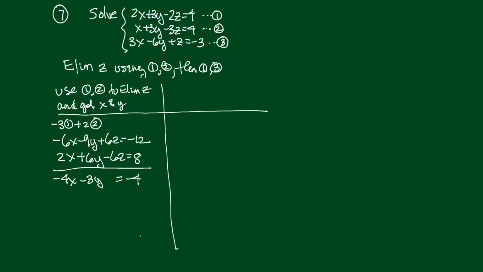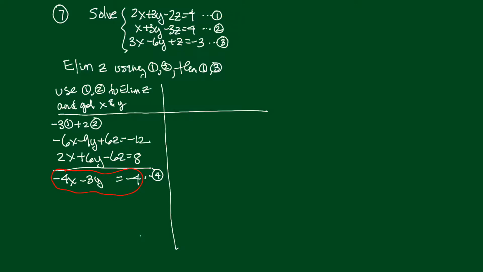All right, so here's a new equation. Let me circle it so I can find it later, and I'm going to name that equation number 4. So what we just did is we used equation 1 and 2, and we eliminated the z, getting this equation with just x and y. Now I'm going to use equation 1 and 3.